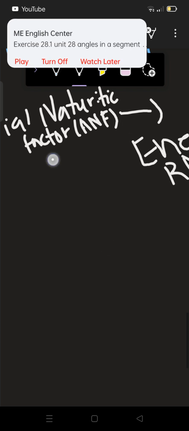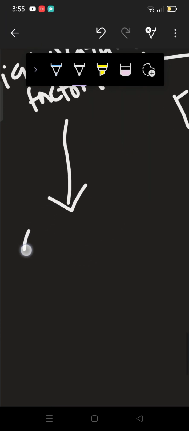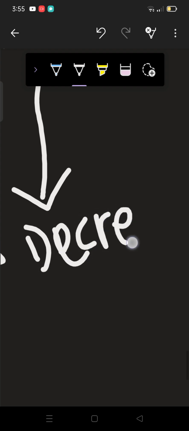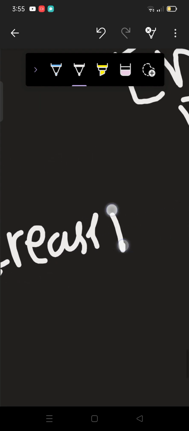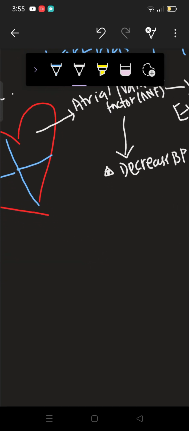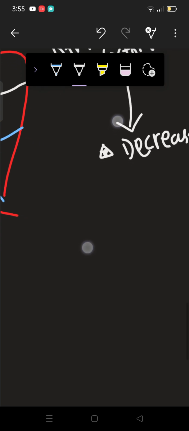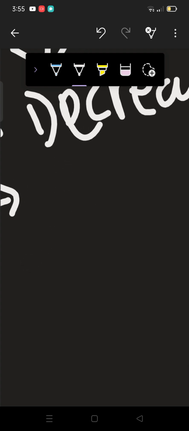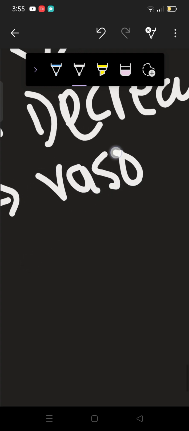It will decrease the blood pressure. How? Just because it is a powerful vasodilator. Now we know that the vasoconstrictor was angiotensin 2, and here the vasodilator is atrial natriuretic factor. So here I should write this as well. It is a vasodilator.